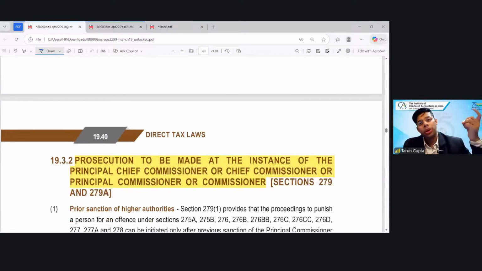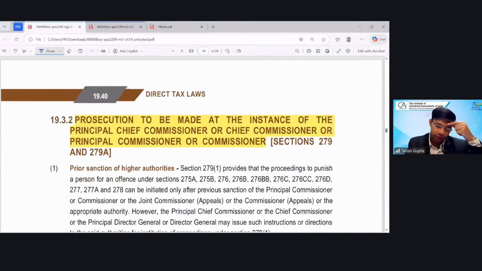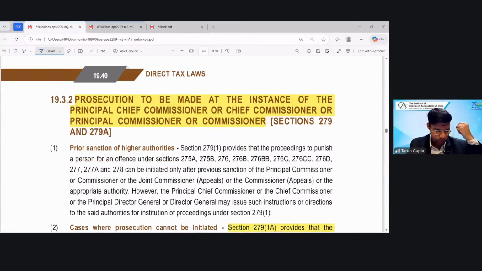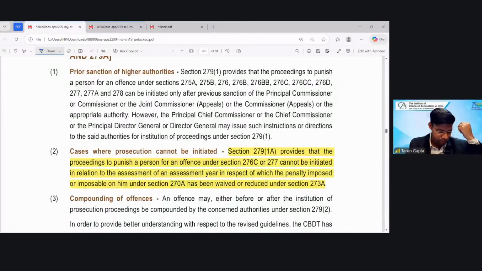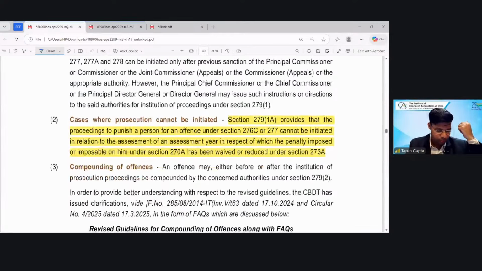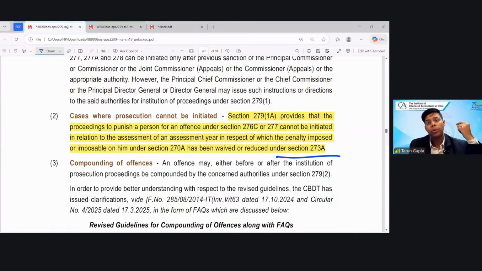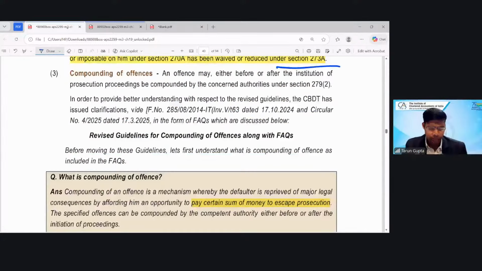Prosecution can only be initiated by the Chief Commissioner, Principal Chief Commissioner, or the Commissioner, Principal Commissioner. If any penalty has been waived or reduced under 273A, then in such a case the prosecution shall not be launched. Not much important, but this is a recent amendment. The CBDT has come up with guidelines for compounding of offense.